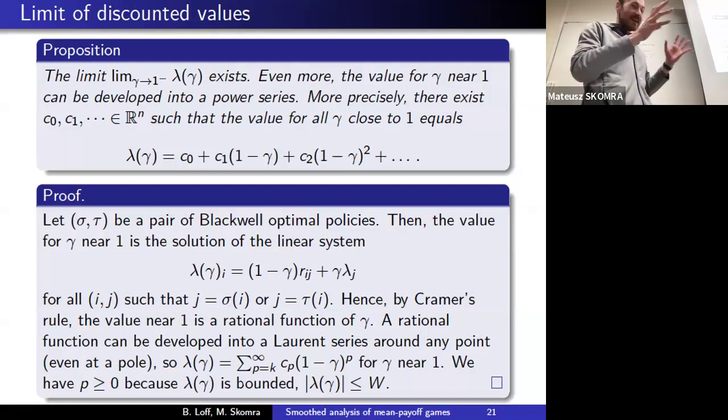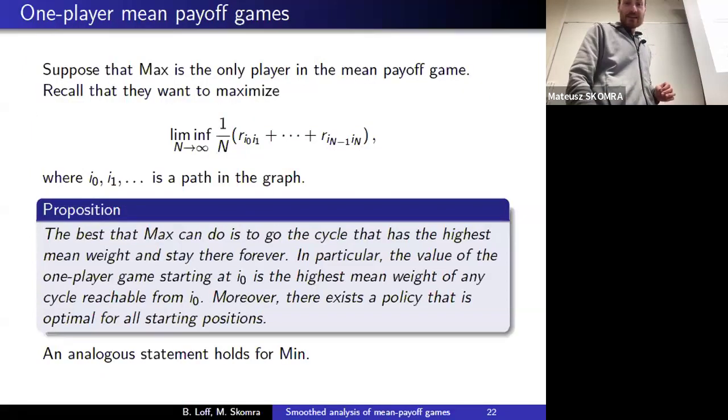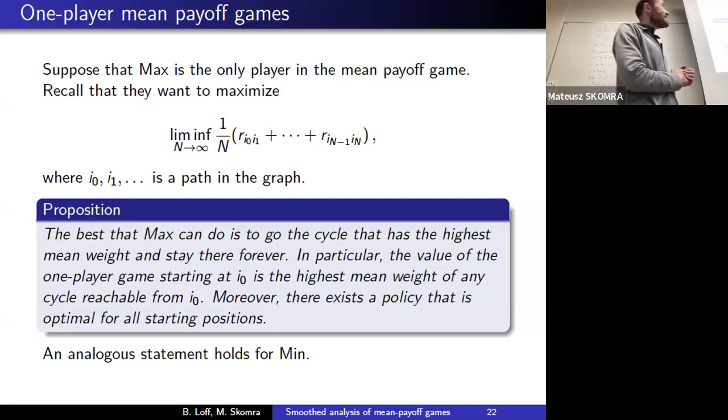Okay, so now we understand what happens as this discount factor goes to one. Now let us switch gears for the moment and analyze a one-player game. Suppose you are in a mean payoff game and we want to maximize this quantity. Now I will do a more standard type of argument. What is the best you can do in this one-player game?